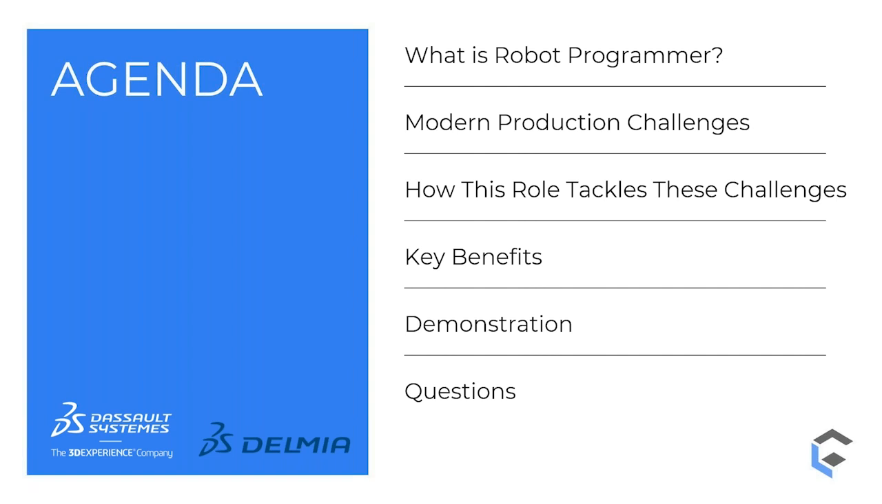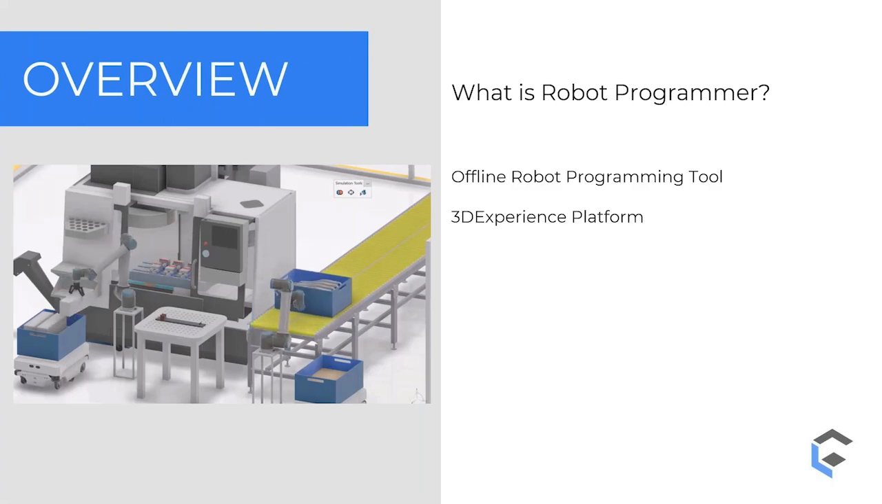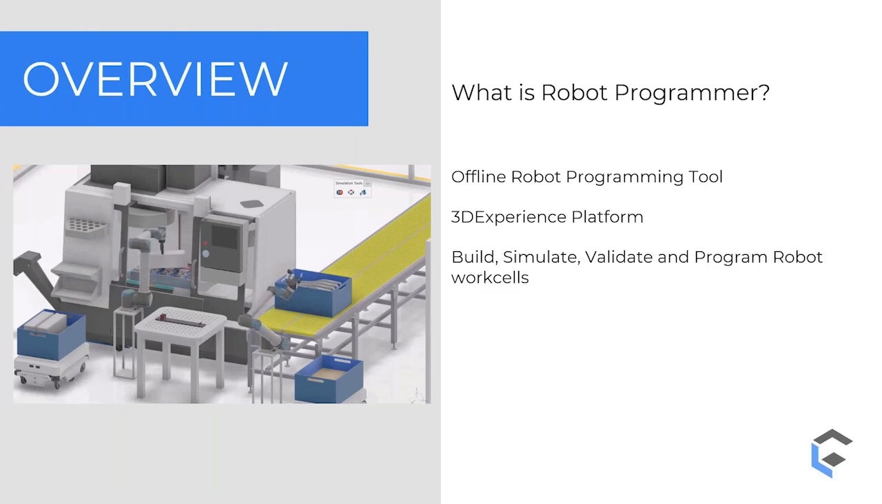So let's get started. Robot Programmer is an offline robot programming tool which is present on the 3DEXPERIENCE platform. It essentially allows you to build, simulate, validate, and program your robot work cells. And because it is present on the 3DEXPERIENCE platform, it provides all the collaboration tools between different teams and different stakeholders.